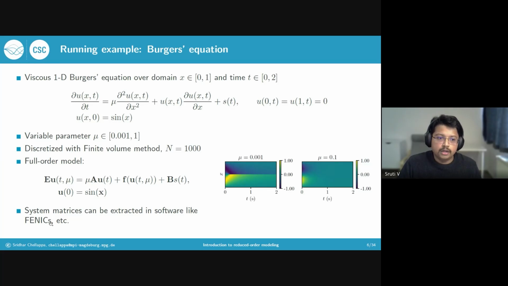For example, you can look at FEniCS, which is a finite element-based library, and then you can formulate the spatial domain, write out your weak forms, and so on and so forth. And then you can actually extract these E and A and B matrices out of FEniCS just by making some function calls. So you can do this in a fairly straightforward manner, at least for small examples. Right. So I will use this example throughout to illustrate different aspects that I want to highlight.